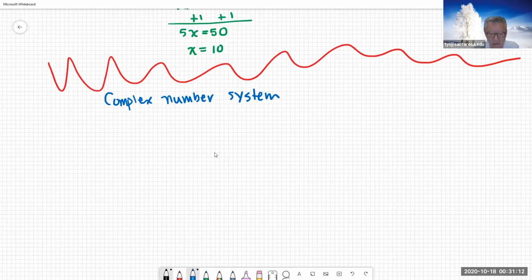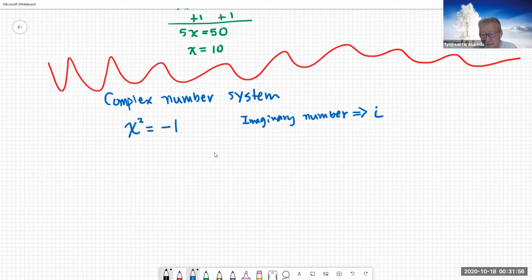So what we're saying here in this case is this: you got x squared equals -1. Well, what happens to that? So we are going to define something called the imaginary number. And we use the letter i as the imaginary number.